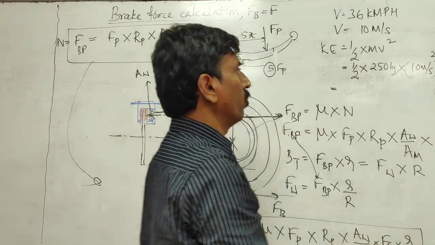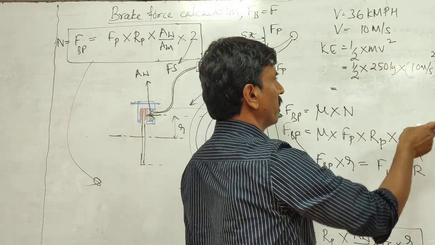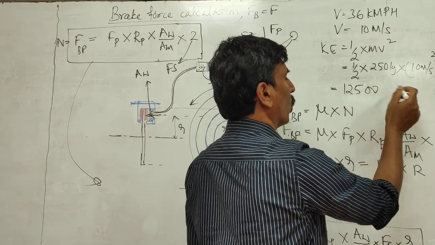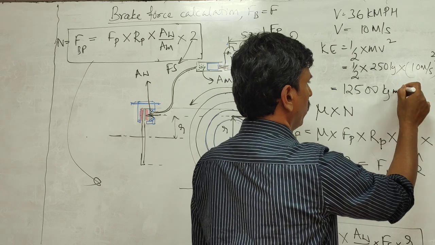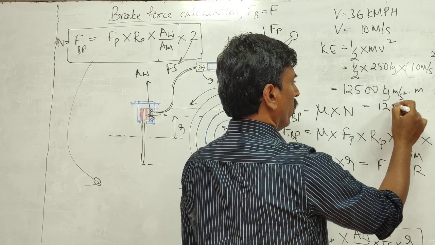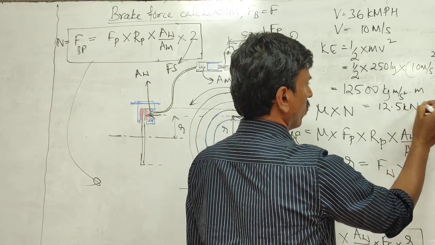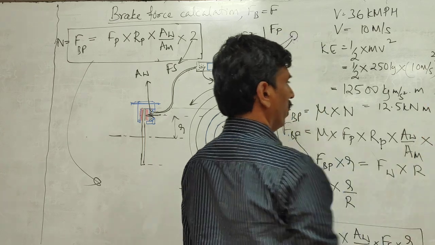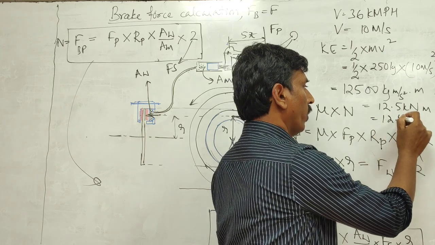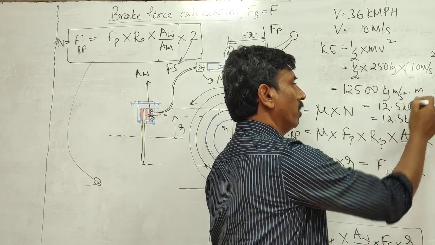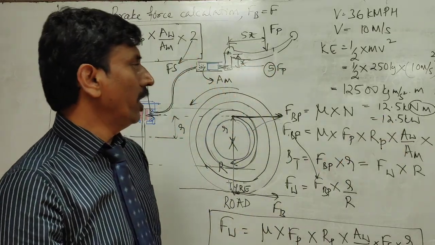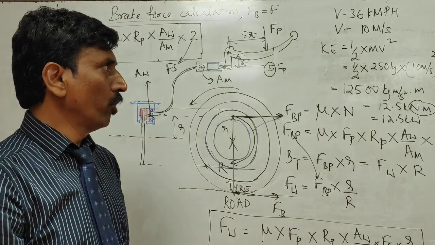So can you tell me what is the value here? 10 square is 100, so this is 125, with 2 more zeros, in kg meter per second square into meter. So finally this is 12.5 kilonewton meter. So this is 12.5 kilowatts here, because you know that Newton meter is nothing but watt. So this much amount of work has to be consumed during braking.